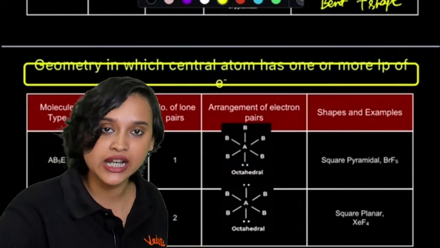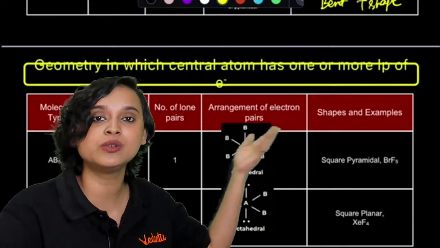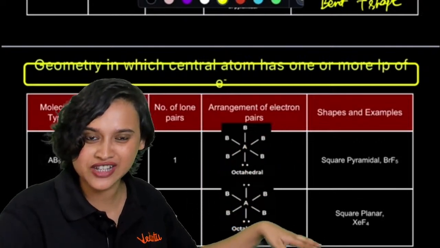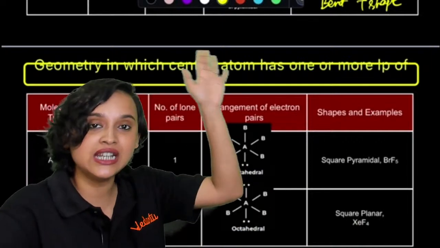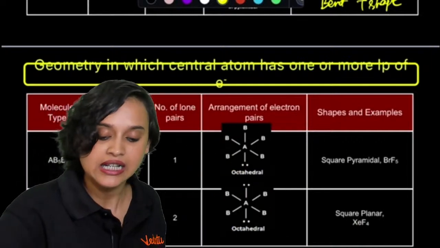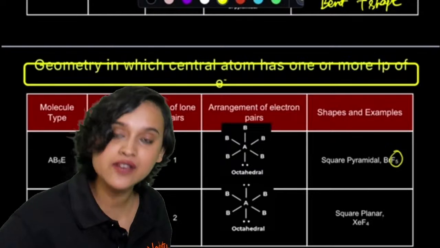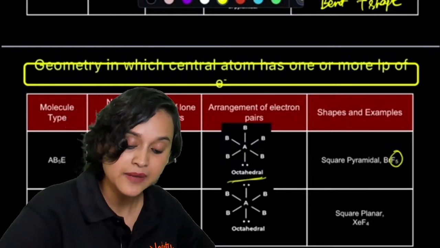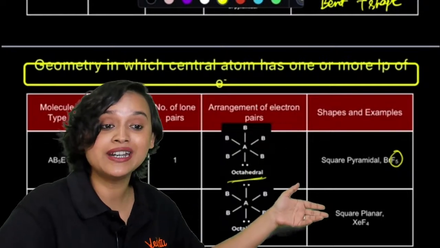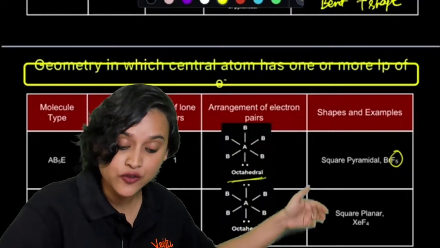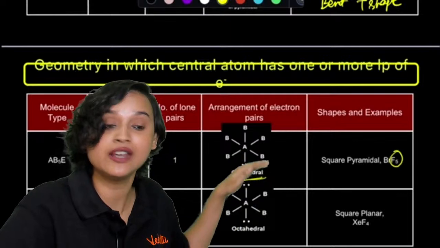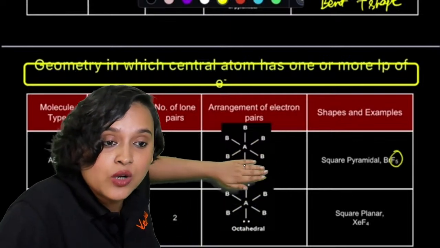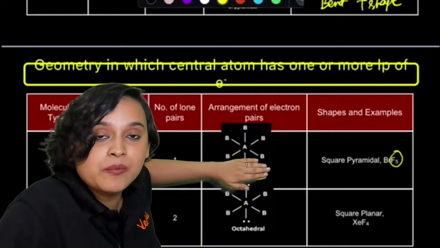BrF5, if you calculate, bromine also belongs to group 17. Group 17 means there are 7 electrons in the outermost shell. This is combining with 5 electrons, but you will still have a lone pair. The molecular geometry is octahedral, but if you do not look at the lone pair, then what happens? This looks like a square pyramidal.